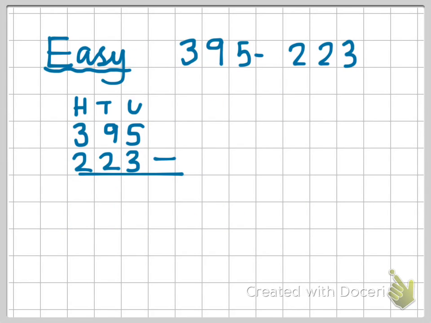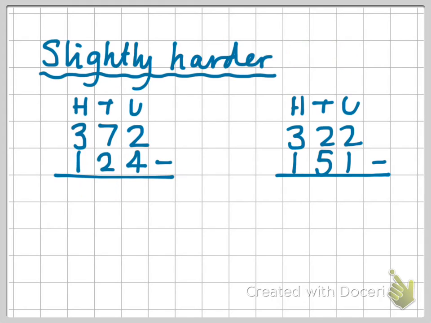Okay, pretty easy one here. We've got hundreds, tens and units. We've put the largest number on the top, the smallest number on the bottom. Always start on the right hand side. So we say 5, take away 3 would give us 2. Moving on to the tens, we've got 9, take away 2 which would give us 7. And moving on to the hundreds, we've got 3 lots of 100, take away 2 lots of 100 gives us 100 left. So the answer is 172.